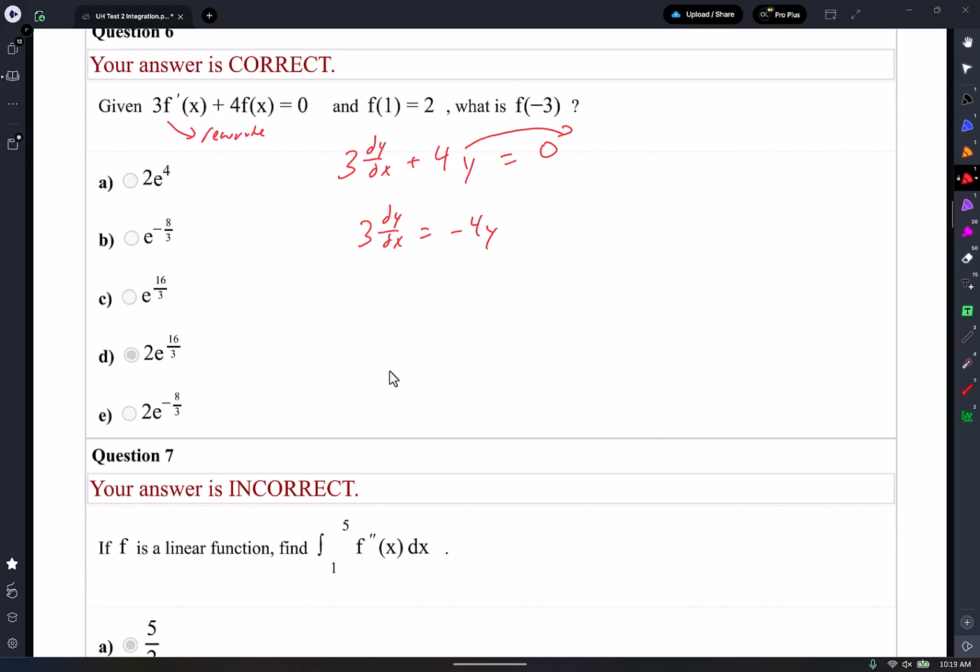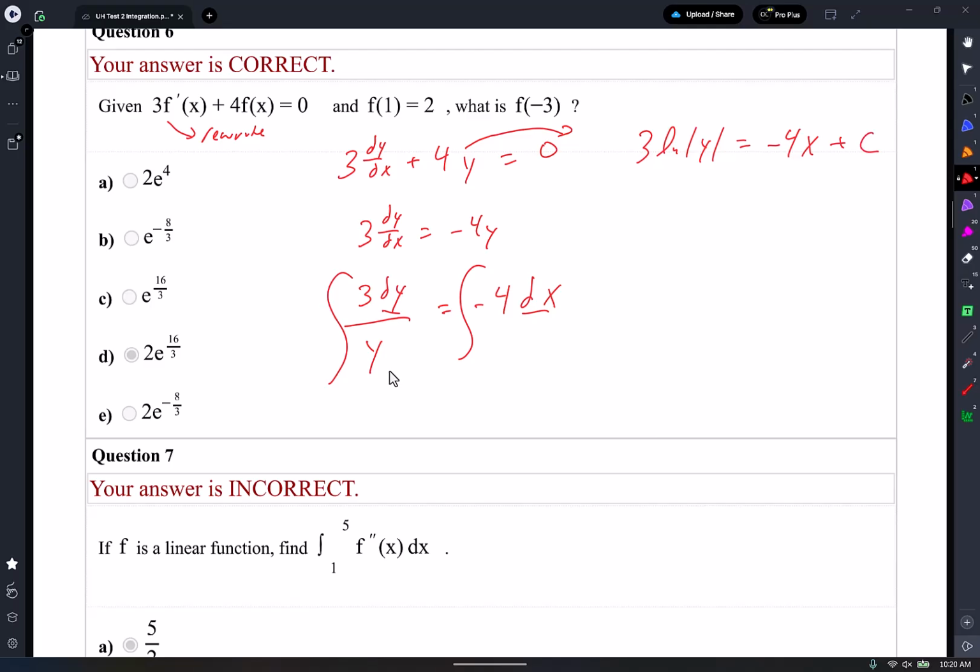Okay. So what I'm going to do now, I'm going to move the y's to the left and the x's to the right. Oh, there's no x's. It's just going to be a dx by itself. I'm going to leave the negative 4 there. So I'm just going to divide by y. So I'm going to write it like this: 3 dy over y equals negative 4 dx. Are we still okay? All right. How do I get rid of the differentials? Integrate. So I have 3 ln absolute value of y equals negative 4x plus c.